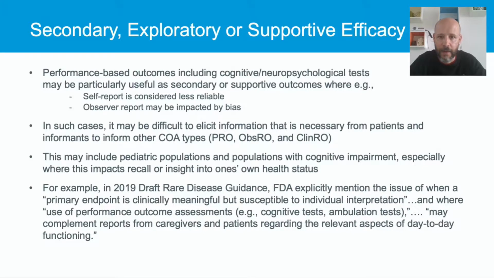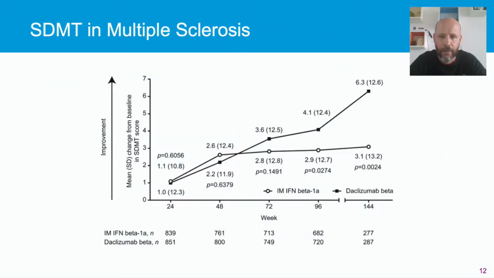An example of this in terms of guidance is the recent FDA draft guidance in rare disease, where FDA consider performance-based outcome assessments of things like cognition and ambulation as complementing reports from caregivers and patients regarding relevant aspects of function. A particular example of current use of cognition as a secondary efficacy outcome measure is in multiple sclerosis trials. Here we see that cognitive and motor performance measures are commonly being employed where the purpose is to determine another aspect of efficacy of the treatment.